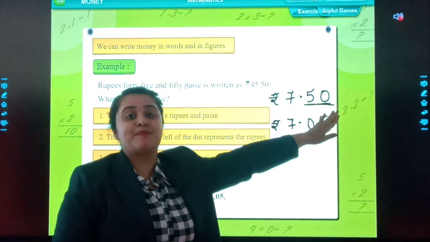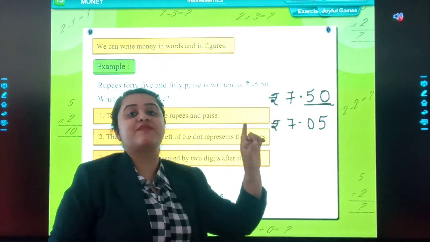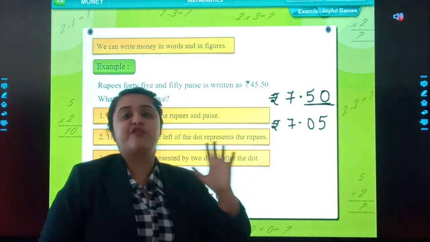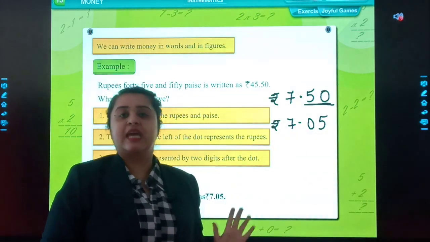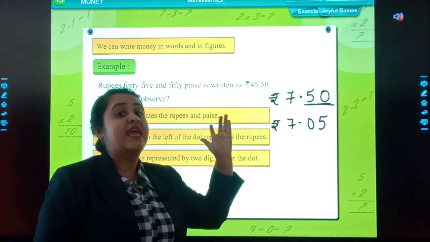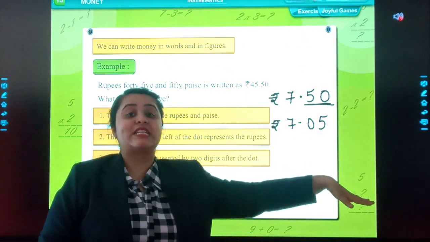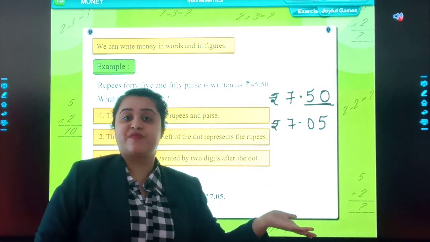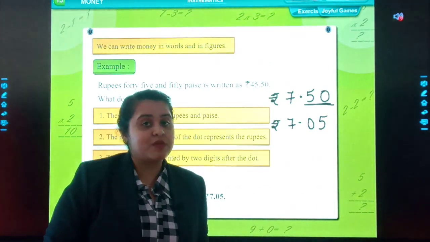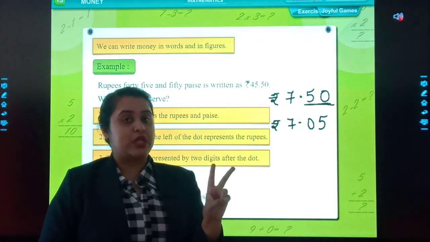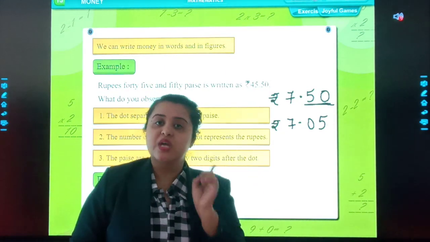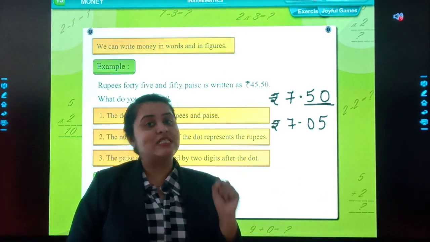Rupees 7 and 50 paisa. The first one will be 7 rupees and 50 paisa. In second it will be 7 rupees and 5 paisa. It's just a game of one 0. If you place 0 this side, it will be pronounced as 5 paisa, and if you place 0 on that side, then it will be spelled out as 50 paisa. Understood, students? It is very easy. Just you have to remember that paise have 2 digits. If ever there is a single digit, what will you write? 07 or 06 or 05. You will be using 0. Okay?